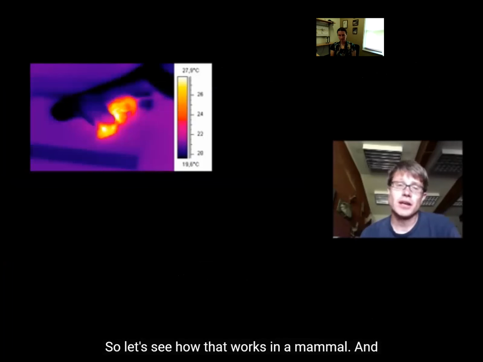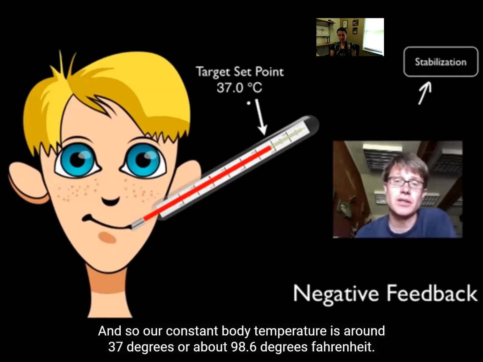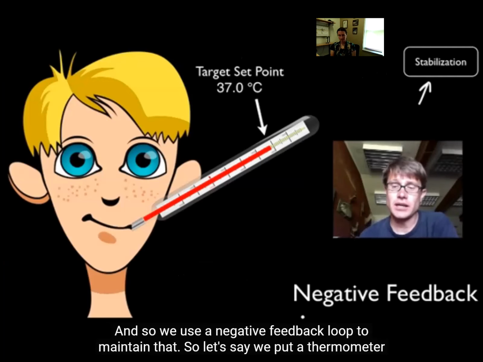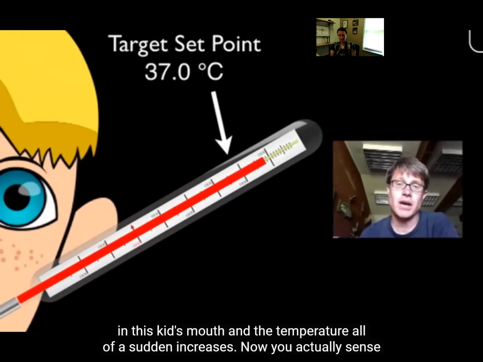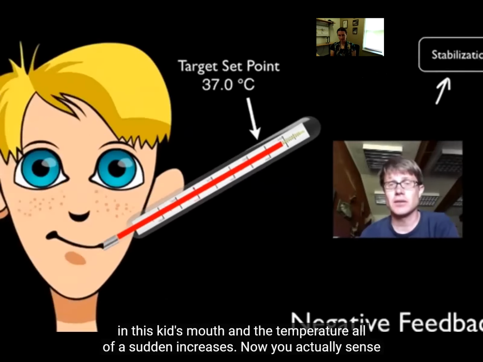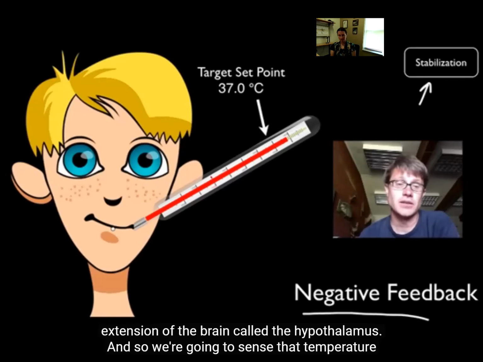So let's see how that works in a mammal. And so in humans, we use a negative feedback loop to maintain our constant body temperature. And so our constant body temperature is around 37 degrees Celsius, or about 98.6 degrees Fahrenheit. And so we use a negative feedback loop to maintain that. So let's say we put a thermometer in this kid's mouth, and the temperature all of a sudden increases. Now you actually sense that. The area where we sense that is on the roof of our mouth, in an extension of the brain called the hypothalamus. And so we're going to sense that temperature change.